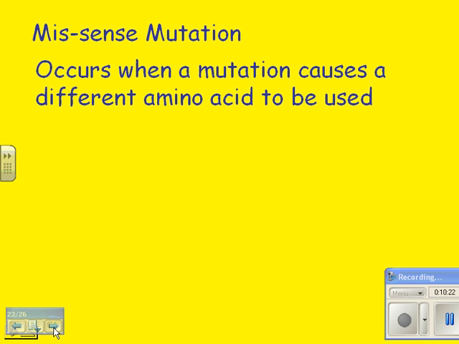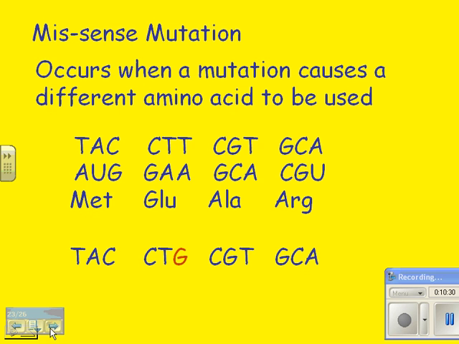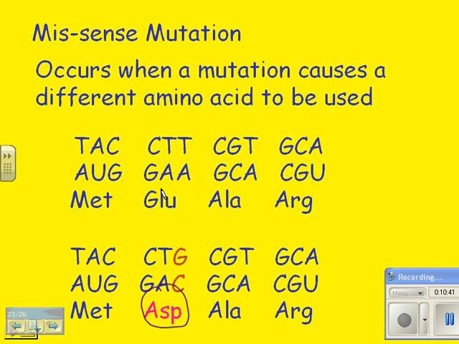Missense mutations. That occurs when a mutation causes a different amino acid to be used. So here's the same one we were talking about before. Here, instead of deleting one, you just changed it to a G from a T. And so the whole rest of it is okay. And so now you have a different amino acid than you had before. It didn't change the whole reading frame because it was just a substitution right here. But that would be a missense mutation.